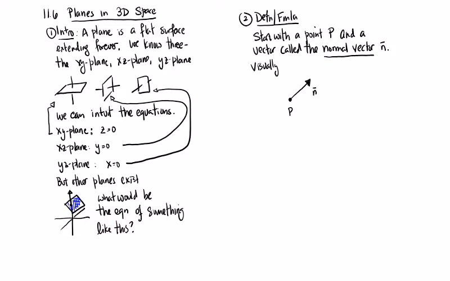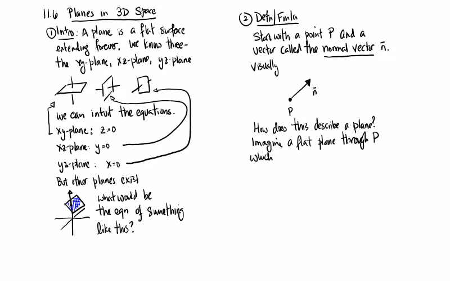So then you might say, well, how does this describe a plane? So it turns out it's fairly easy. What we'll do is we'll attach the plane, right? Imagine a flat surface. I'm going to say a flat plane through P, which is perpendicular to N.